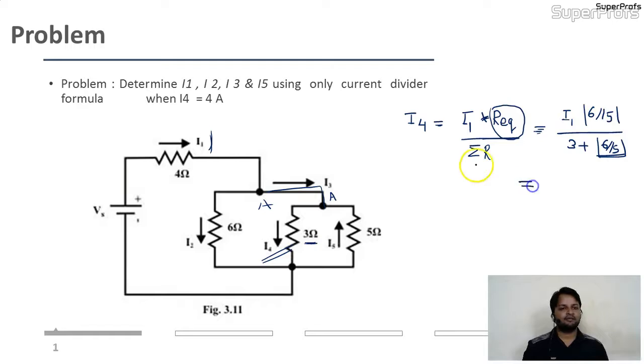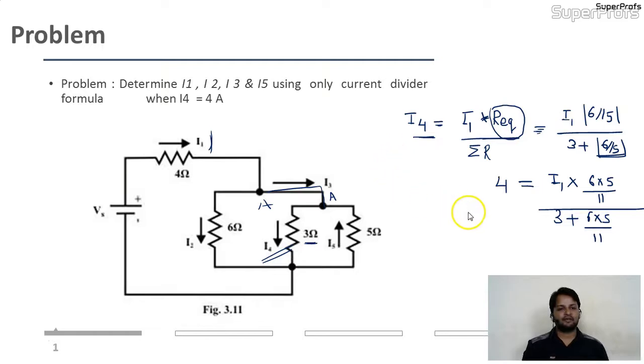Now come. What is the I4 given in the circuit? 4 ampere. I1 unknown. 6 and 5 connected in parallel combination. The resultant is 6 into 5 divided by 6 plus 5. Is it okay to you people? Here 3 plus 6 into 5 divided by 6 plus 5. Is it okay to you? Come here.